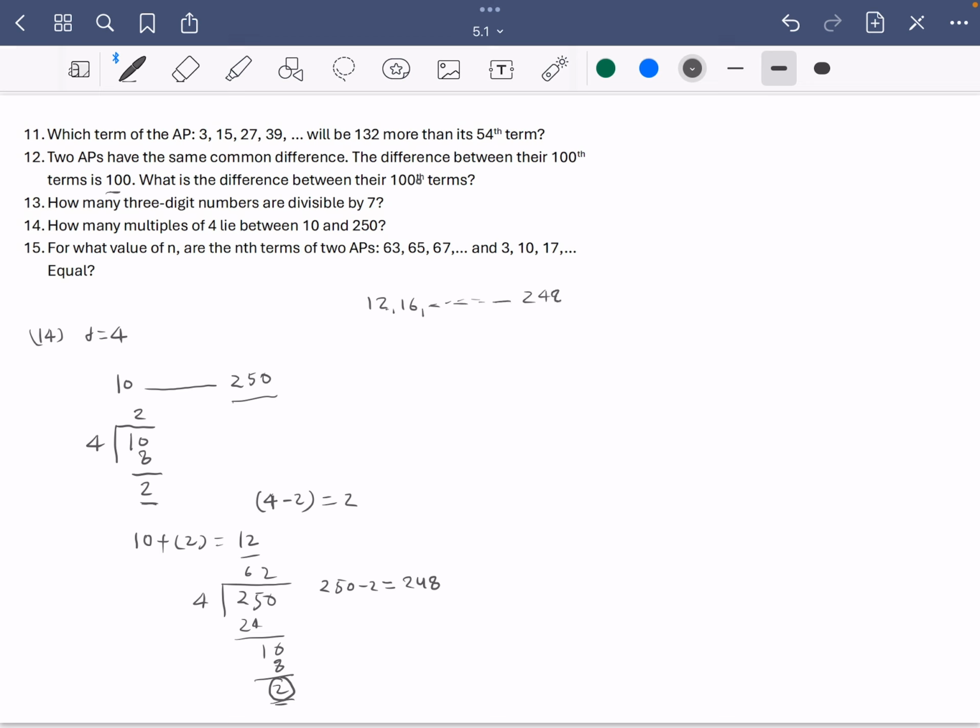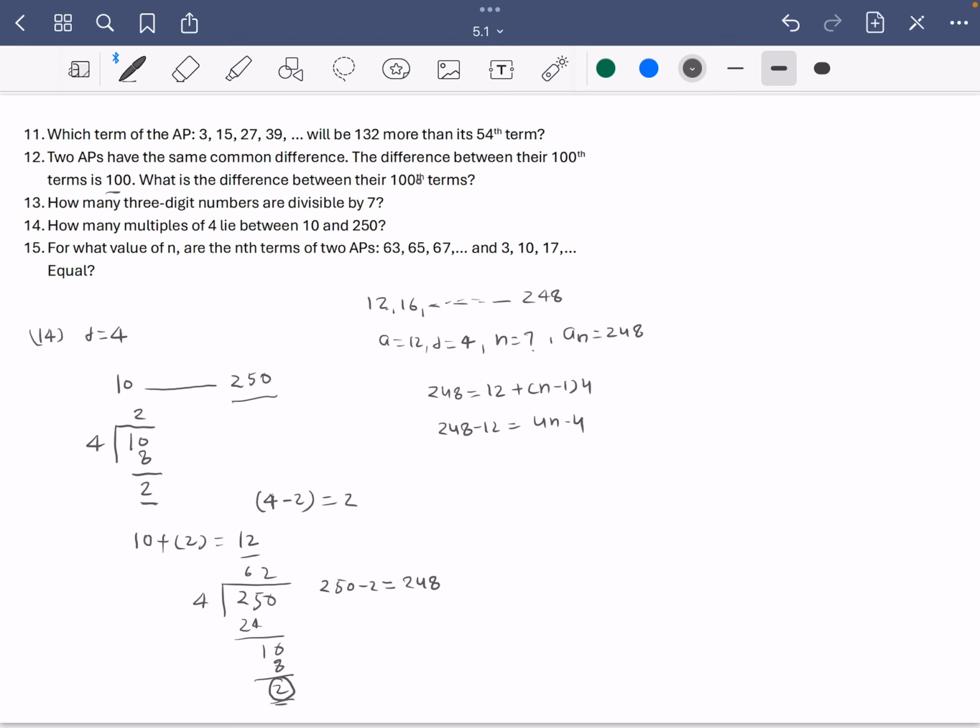That's 248. Now a here is 12, and d you already know, 4. It's a multiple of 4, so the common difference should be 4. n we do not know, and the last term, or the nth term, is 248. So we'll use the general term formula. It's going to be 248 equals 12 plus n minus 1, times 4. So 248 minus 12 equals 4n minus 4.